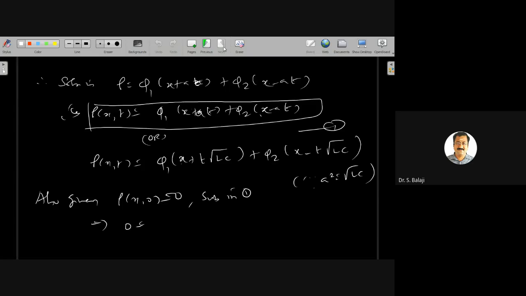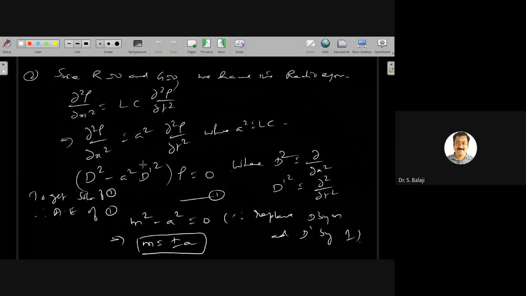Rho of x comma 0 is equal to f of x here. This is y plus x comma t form. Therefore, we have to get y plus ax. The equation solution is a function of y plus ax. Therefore, you can get t comma x here. That's why they are taken like that.